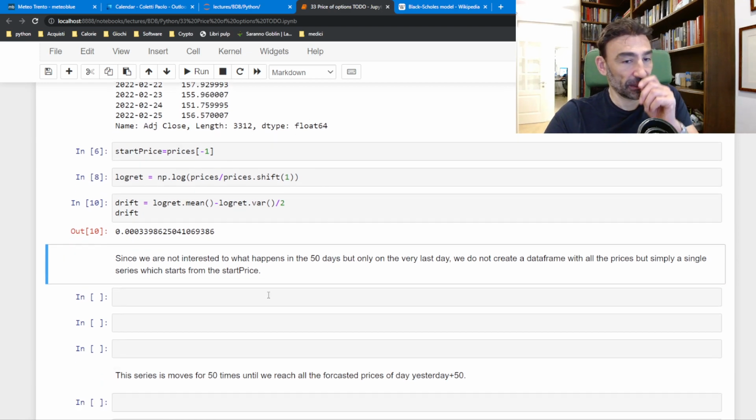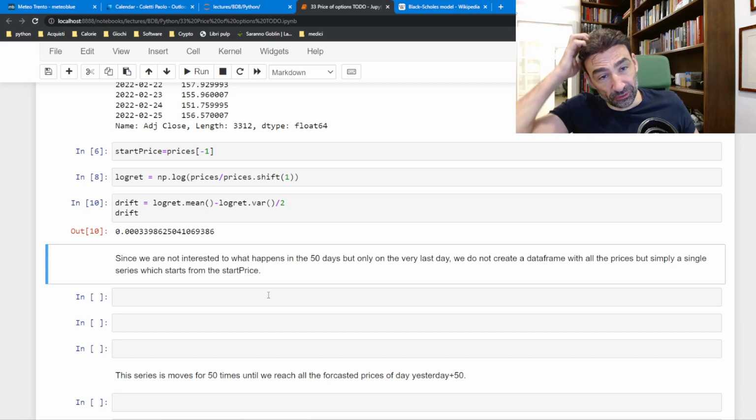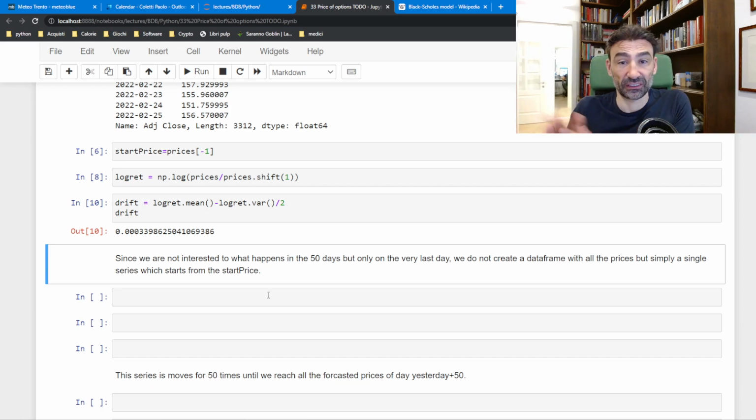Unlike what we did last time, we're not really interested in what happens within these 50 days. We would be if this were an American option, which could be exercised also during its life, but it's a European option, so we don't care about storing everything that happens during these 50 days. We don't create a data frame which stores everything. We care only about what happens at the end.